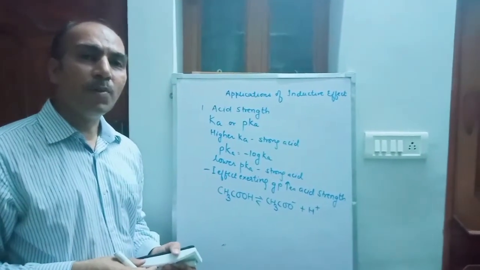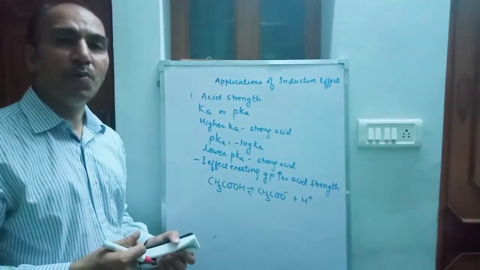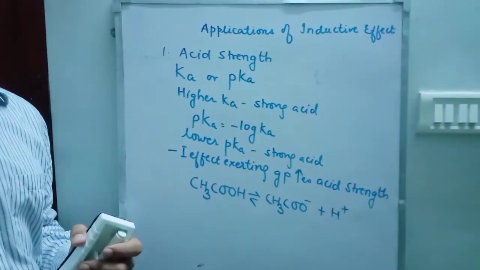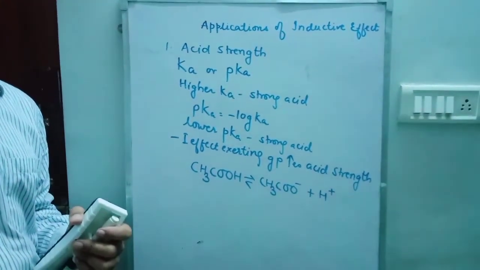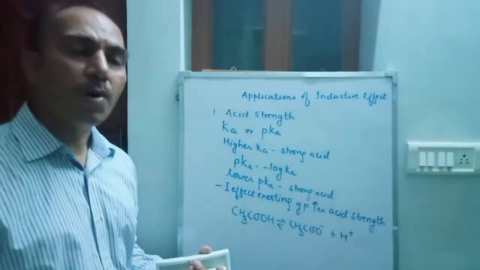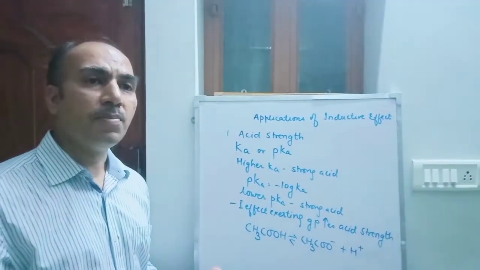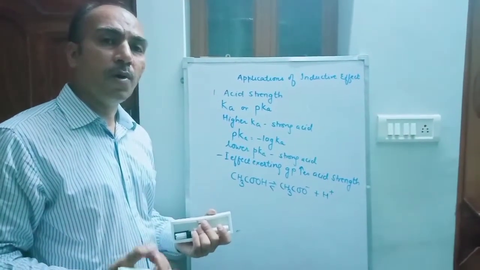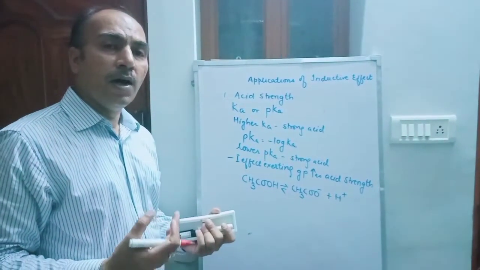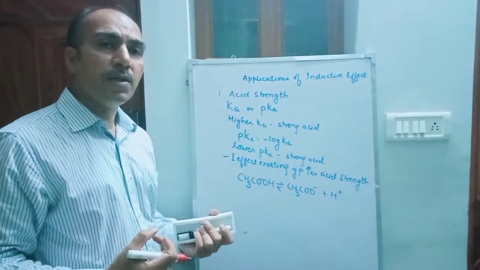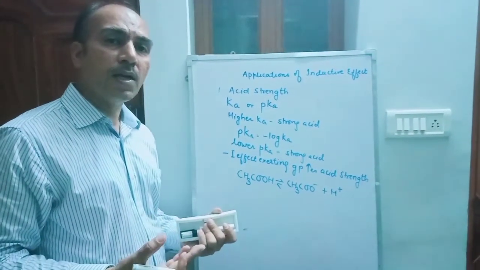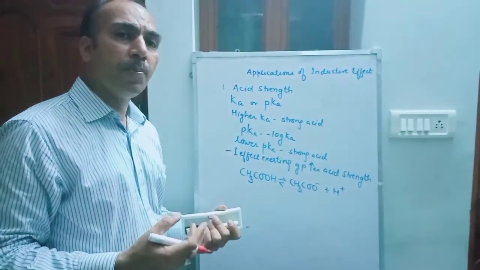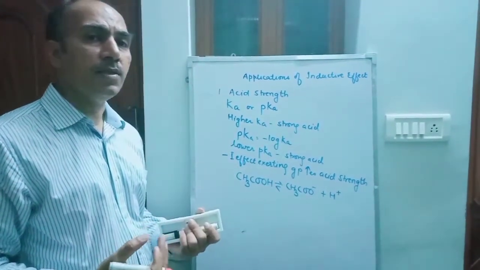Today we'll study the applications of inductive effect. First application is acid strength. We have studied in the lower classes what acids are. According to the Arrhenius concept, the substances which give H plus ion in water are called acids. According to the Lowry-Bronsted concept, again the H plus ion donors are acids. According to the Lewis concept, the electron pair acceptors are acids.